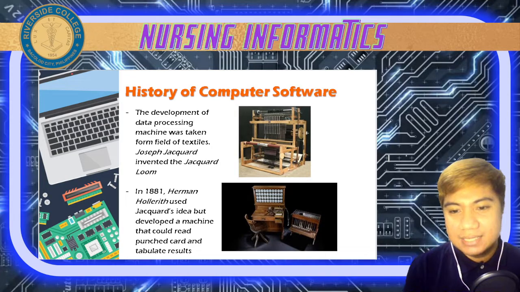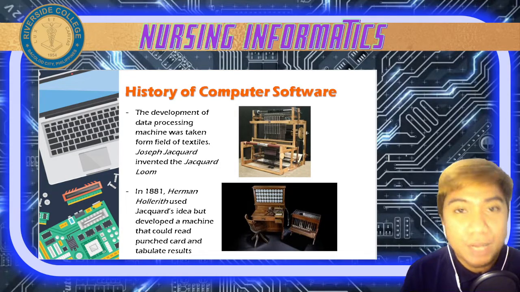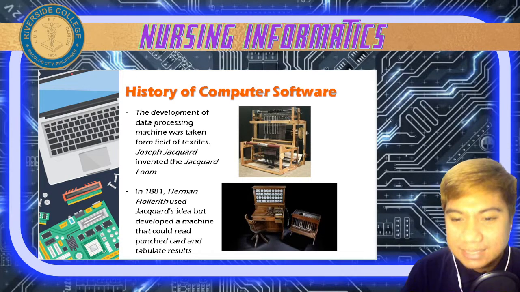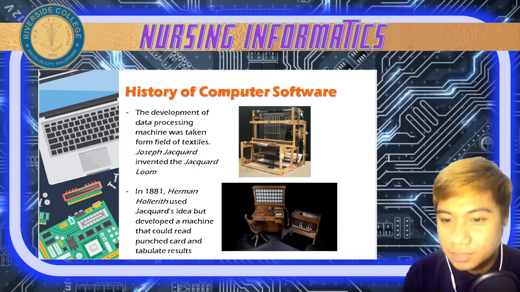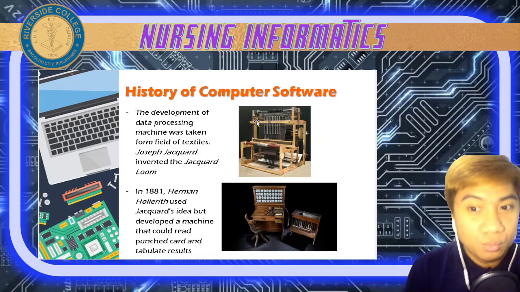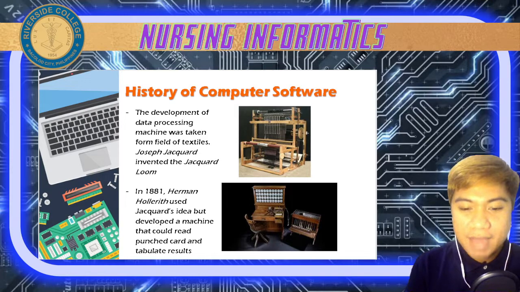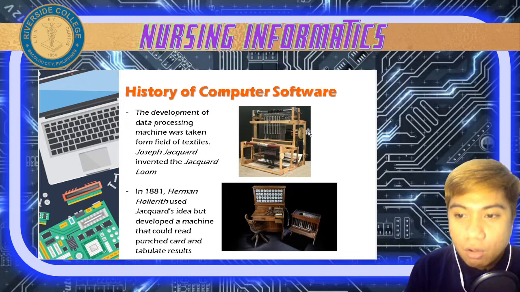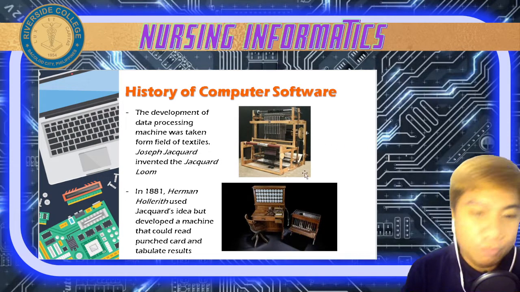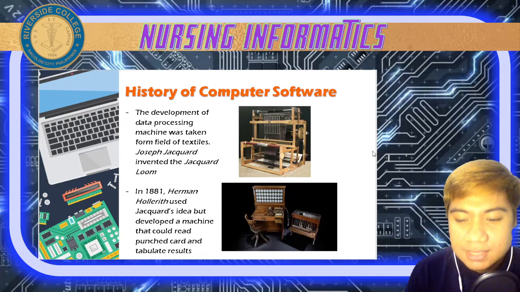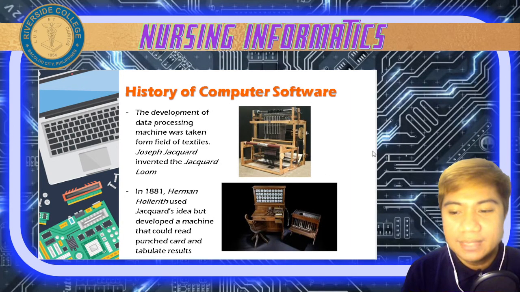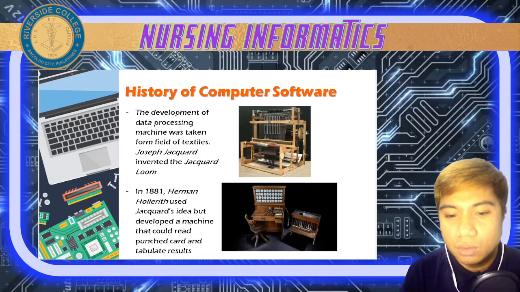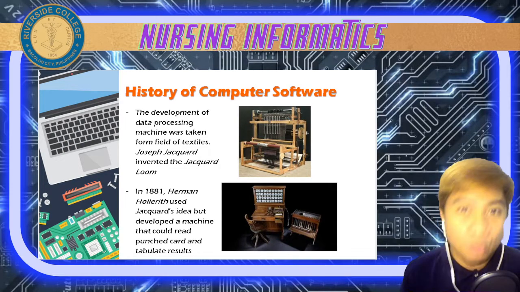Next is the development of the data processing machine that was taken from the field of textiles. Joseph Jacquard invented the Jacquard loom. This one is your Jacquard loom. This device uses blocks of wood, as you can see, with holes drilled in such a way that the threads to be woven into cloth could form a program.